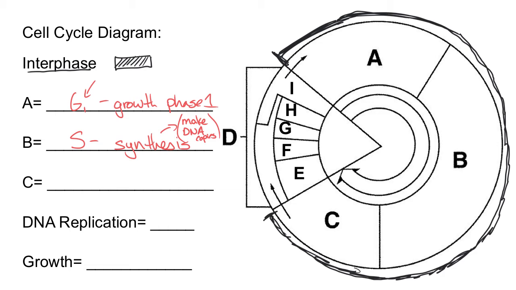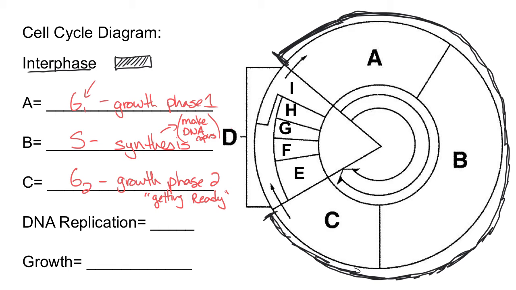And then C is called G2. It's the second growth phase, but I refer to it as the getting ready step. That's its nickname. That's how you can know what you're talking about. You're getting ready for what's going to happen next, which is, of course, part D.